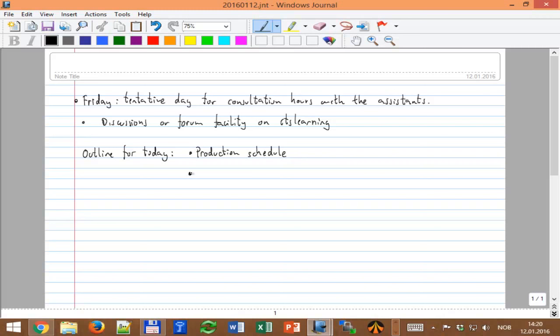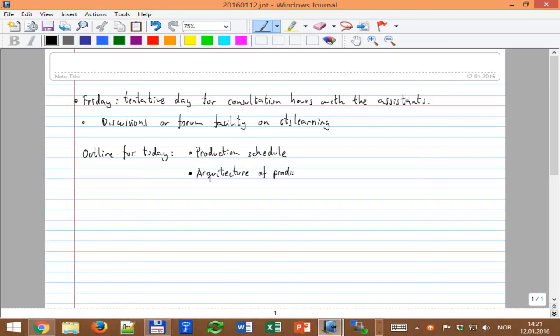And then after we have done that, I hope that will take only the first hour, or maybe less, we are going to look a bit at the architecture of production systems, focused, of course, on the offshore part.